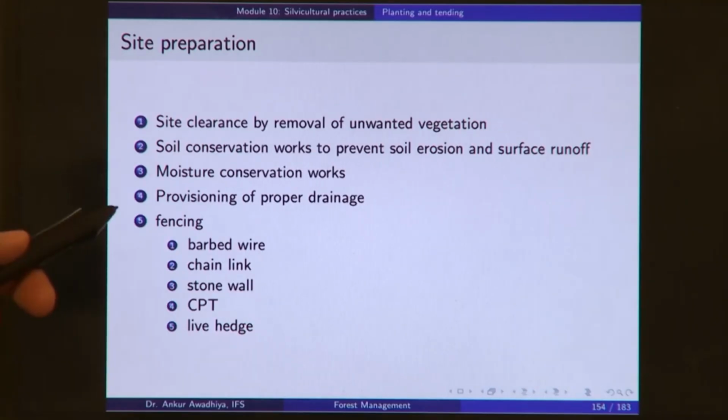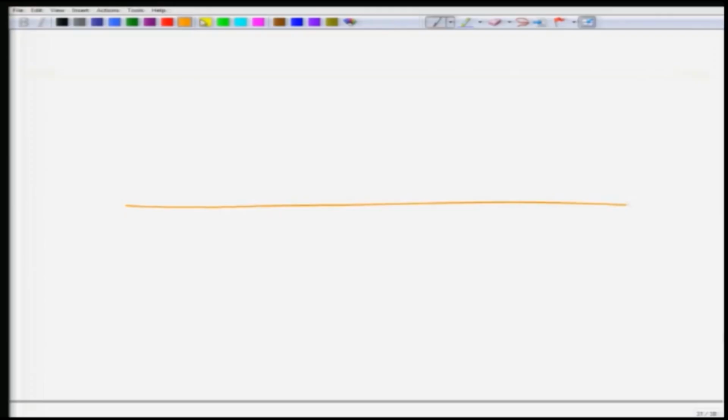And in site preparation, we also do fencing to protect our plantation once it is put up, and this fencing can be barbed wire fencing, chain link fencing, stone walls, cattle proof trenches or live hedges. Now, we have seen 4 of these in the previous lecture. What is a cattle proof trench? If this is your ground level, in a cattle proof trench you will dig this area and pile up this earth here. So, now the ground profile looks like this.